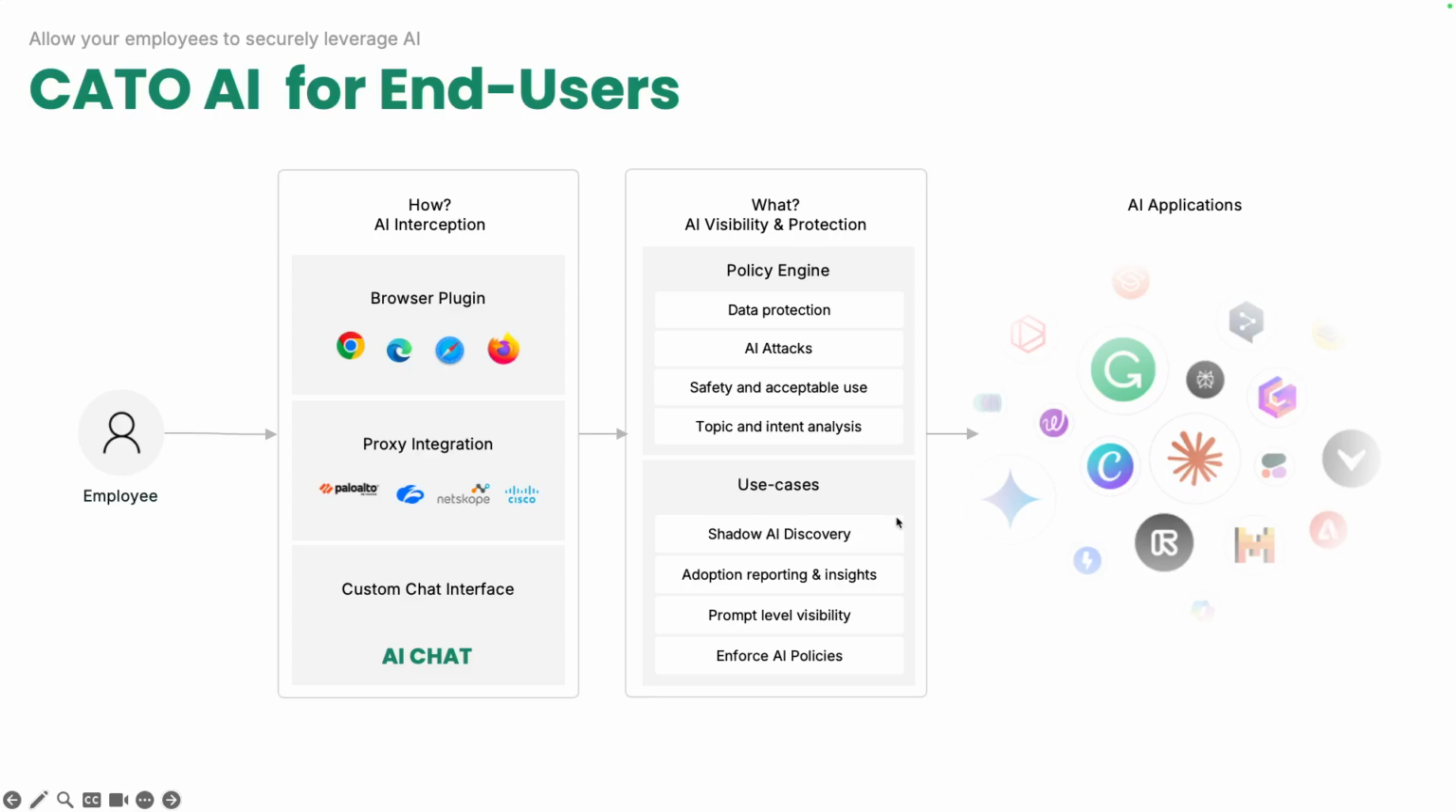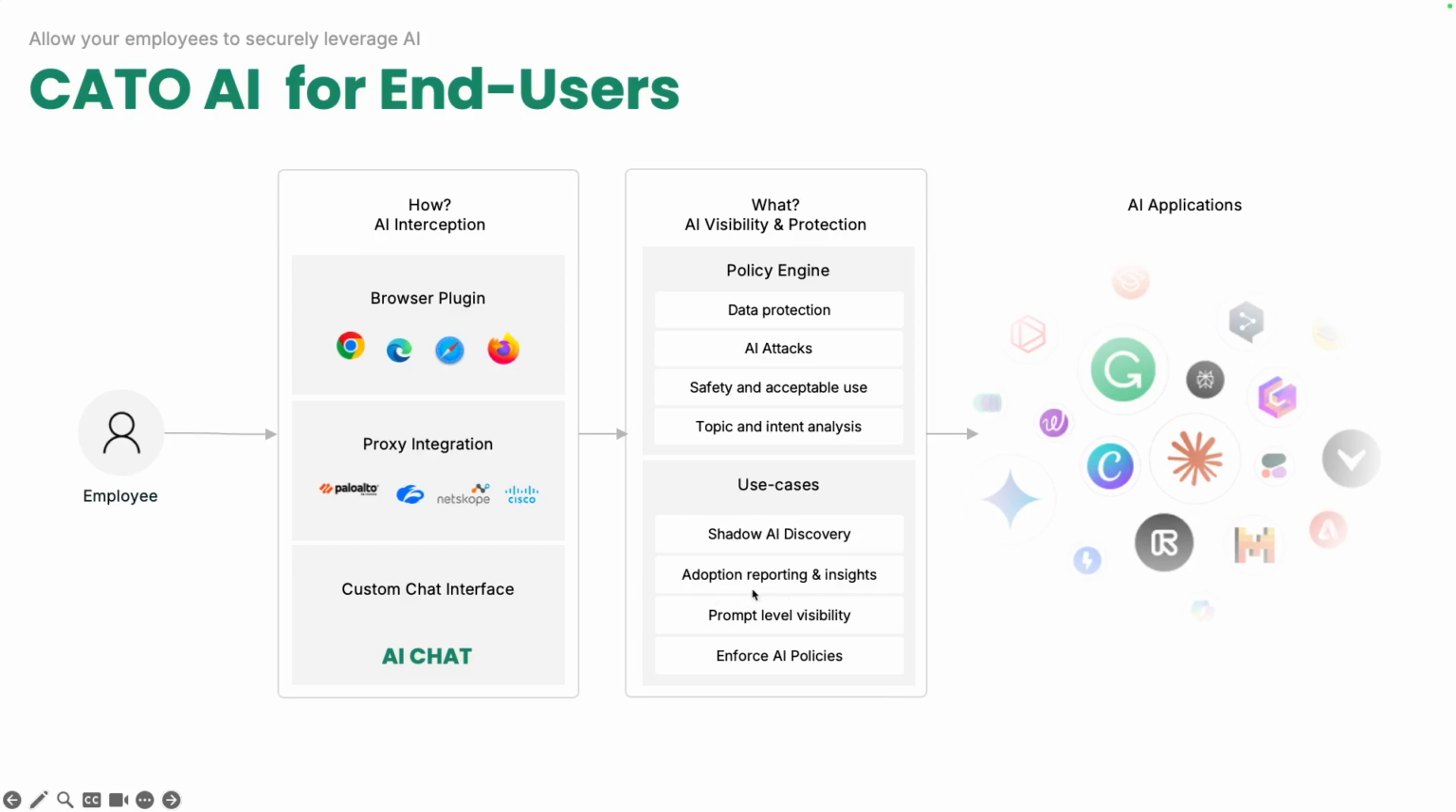From the use case perspective, the module offers you shadow AI discovery, which is one of the basic things for security teams: getting visibility of the different AI applications being used within the organization. It can be the public free version, the enterprise version, or maybe a personal paid version.